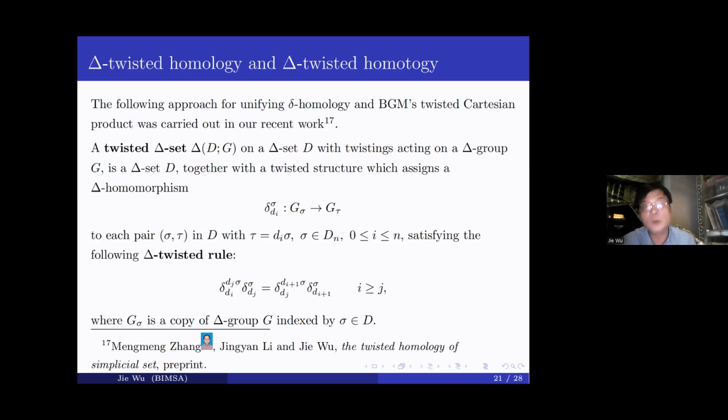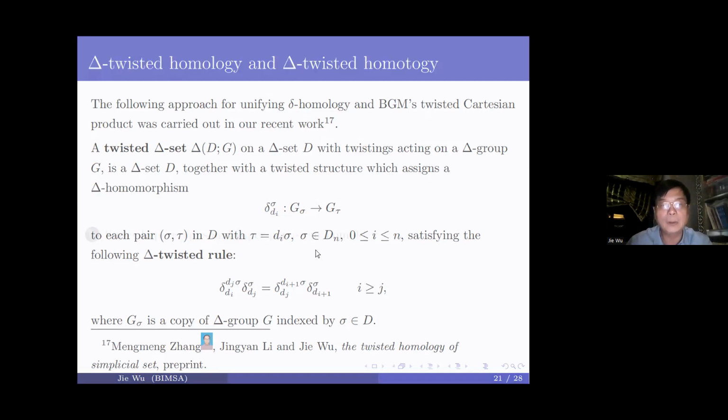And importantly, this is one way to think about it. This gives a unification of the delta homology introduced by Professor Yao and the classical twisted Cartesian product from BGM theory. So I'm very happy we can understand that these two very different games can actually be in one picture. And I guess later we'll try to make applications of this.